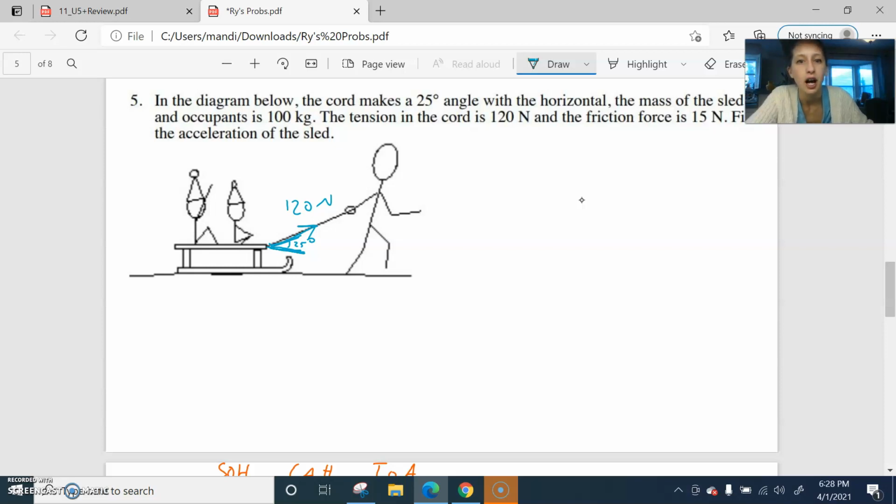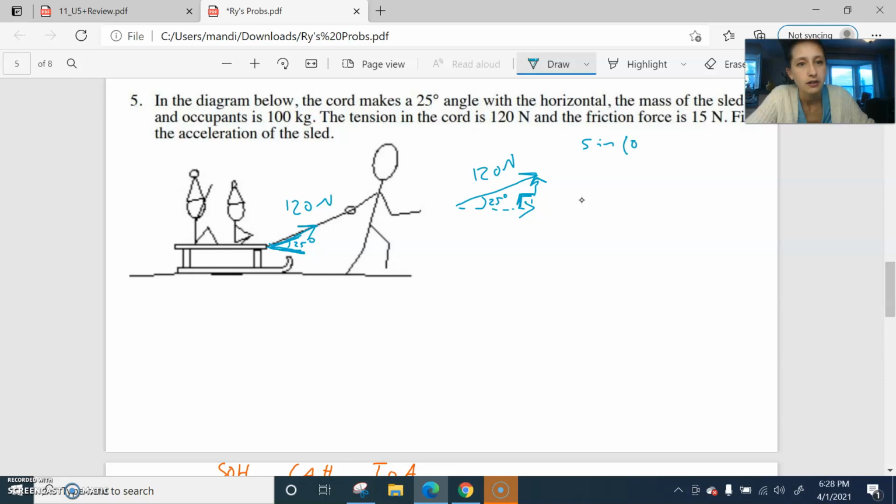Cool, cool. So there's 120 newtons, and we know some of it's going that way, some of it's going that way. We have to break it into its x and y parts. X and y are always at a right angle, which is handy. So this is 25 degrees.